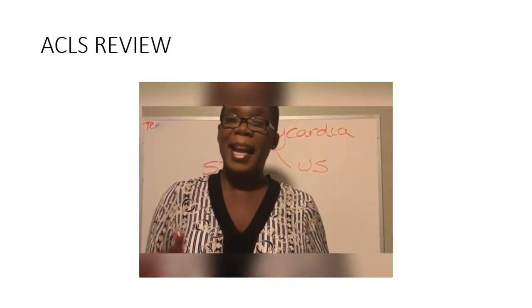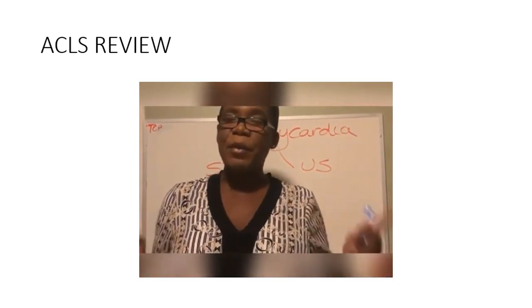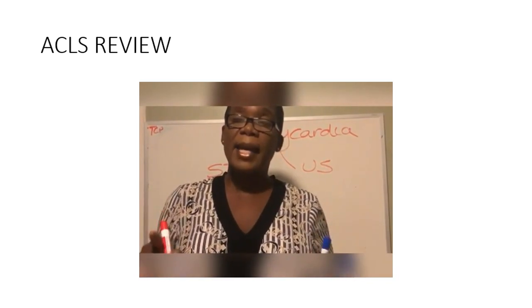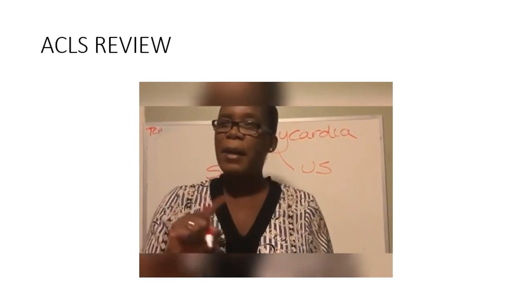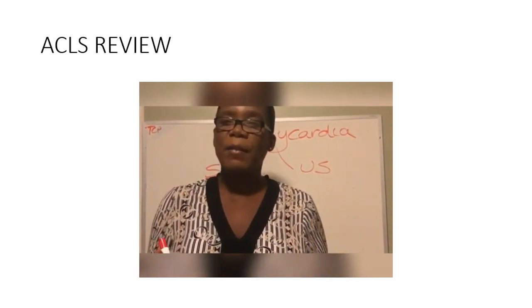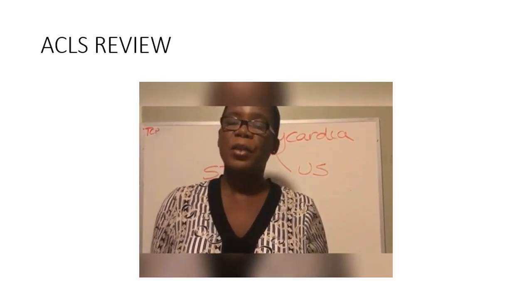Okay, so our next rhythm is Brady. Brady is not as bad as our previous 2 rhythms, which were asystole and PEA. Now, in that previous video, I may have said 30 milligrams of amiodarone. Remember, it's 300 milligrams of amiodarone. Okay, just want to make that clear. Followed by a second bolus of 150.